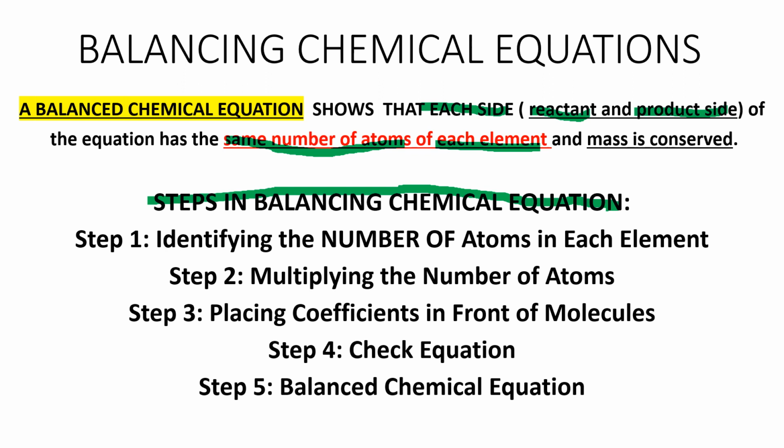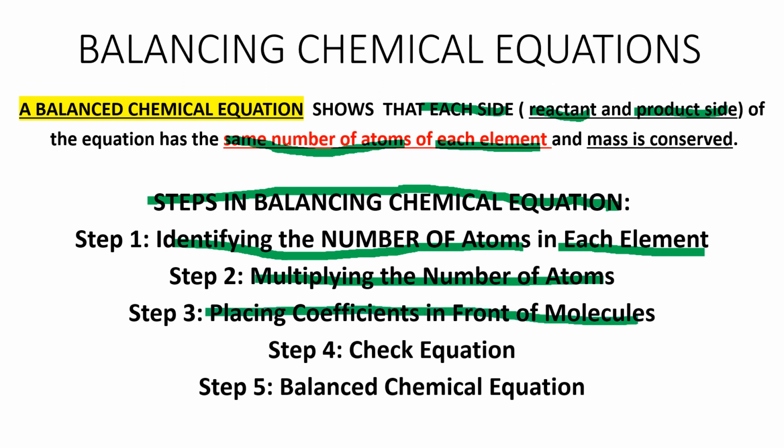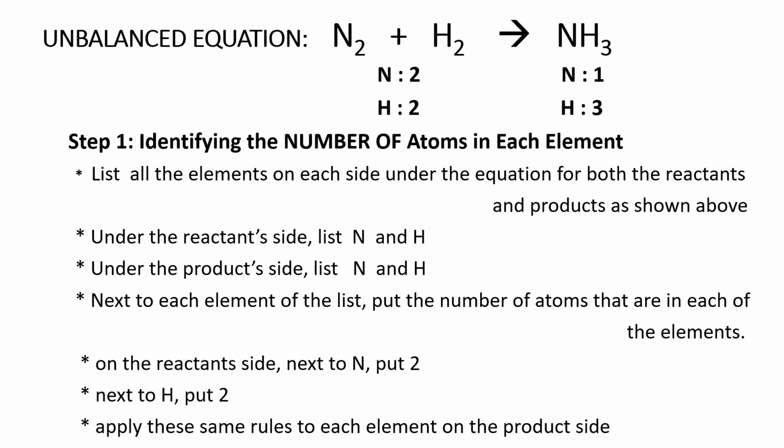Step 1, identifying the number of atoms in each element. Step 2, multiplying the number of atoms. Step 3, placing the coefficients in front of molecules. Step 4, check the equation. And step 5, balance the chemical equation. We will discuss these steps in the following slides.